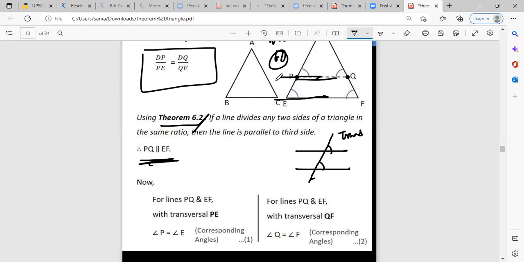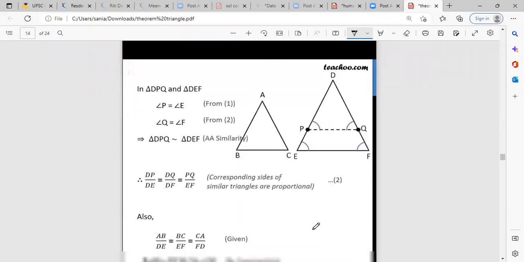Similarly, over here this is a triangle, this is the line, and this is the transversal. So this angle is equal to this angle, so angle P is equal to angle E. How, ma'am? Corresponding angle. Clear? Similarly, for lines PQ and EF, again you will take QF as a transversal. So again angle Q will be equal to angle F. What will be the reason? Corresponding angles. So it is the first equation, it is the second equation, right?